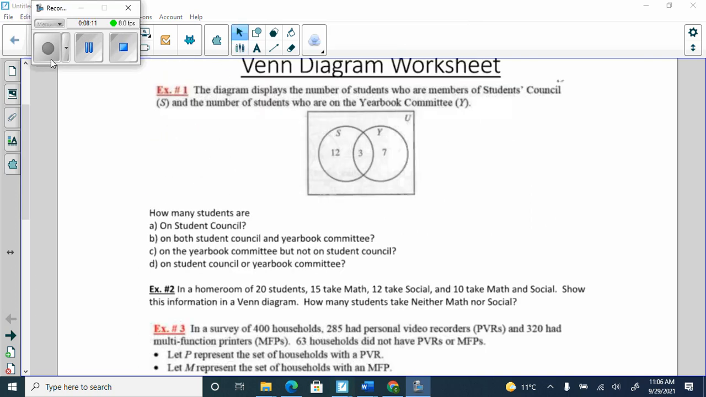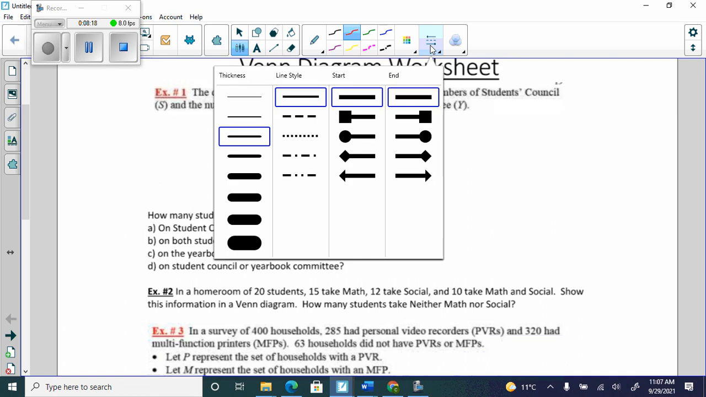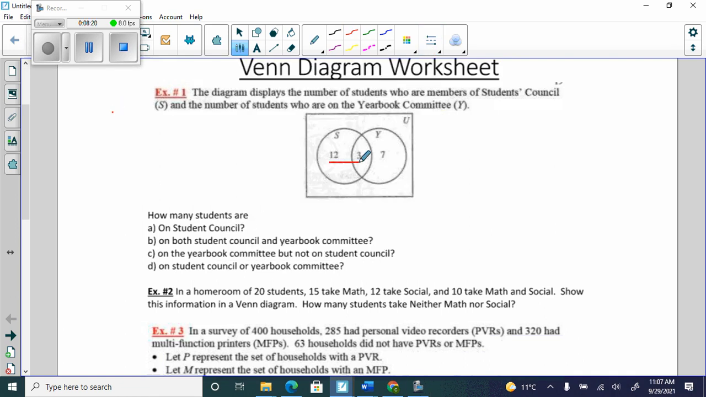So we have to say how many students are on student council. There are 15. How many are on both student council and yearbook? 3. The and is the eyeball, the overlap. On the yearbook committee, but not on student council. So that's the same as saying yearbook only, which is how many? 7. And then student council or yearbook is the snowman. There's too many phones out. Put them away. It's going to be 22. 12, 3, and 7.